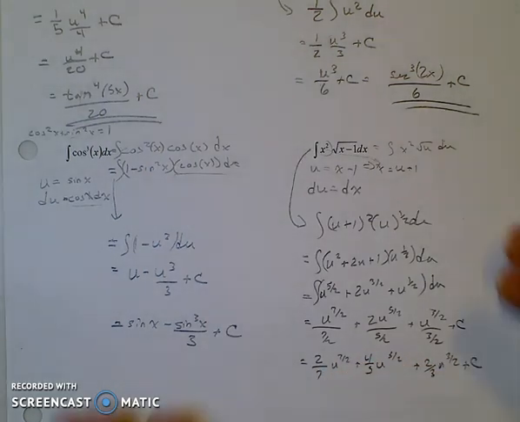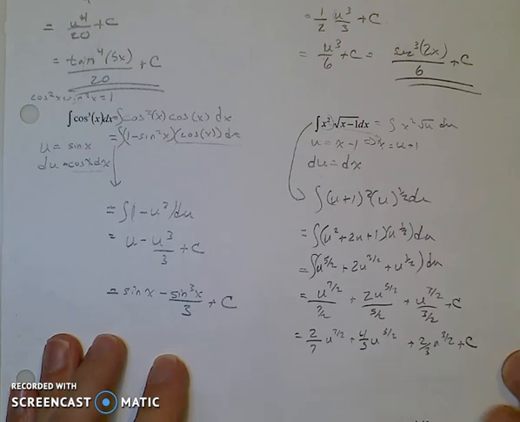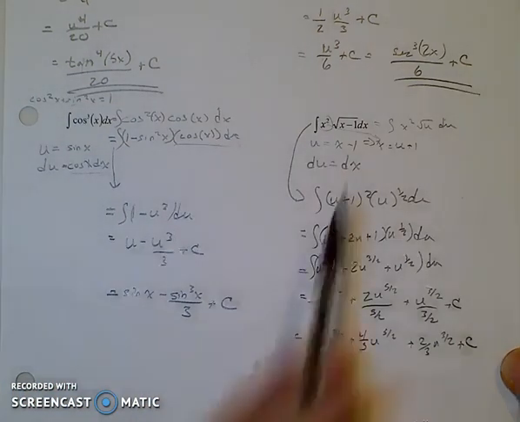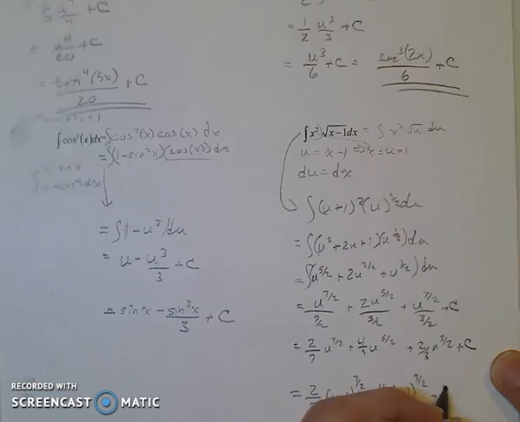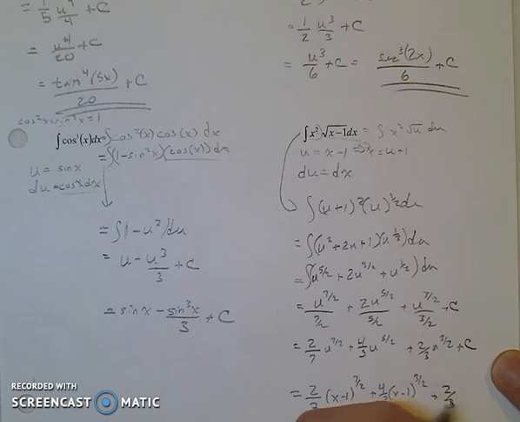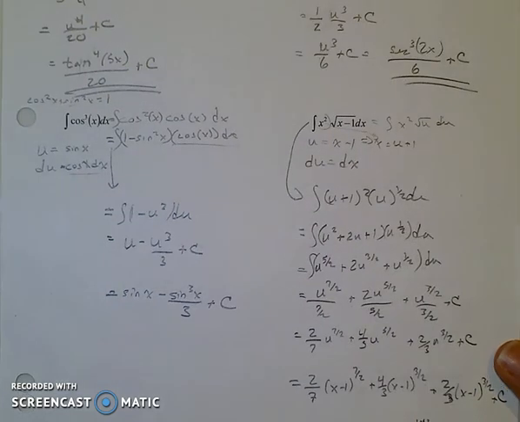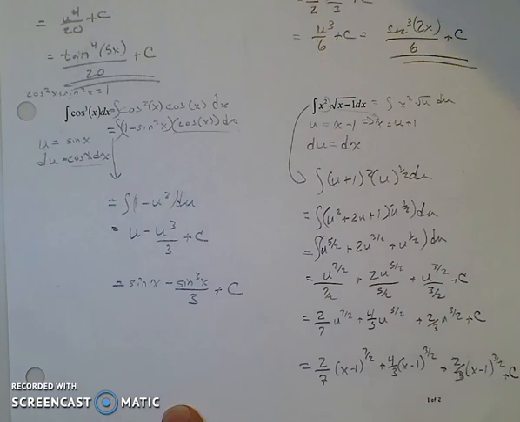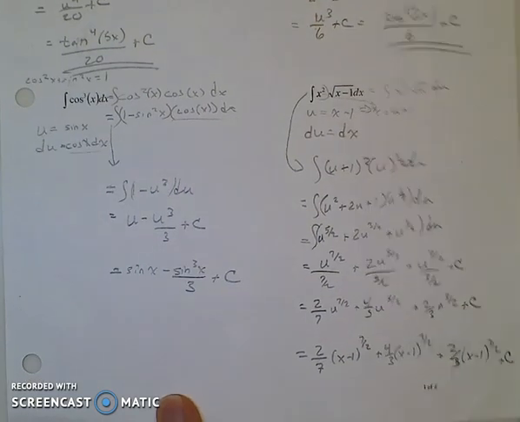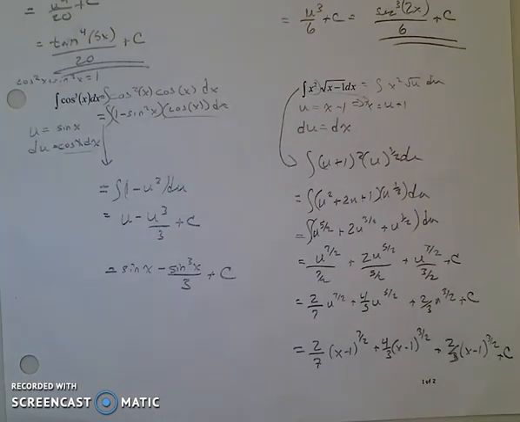And of course we can't be completely done yet. That would make it just way too nice. We have to now plug in what u was. U is x minus 1. And if you really wanted to get fancy, you could turn those all into square roots and powers. We're not going to do that now.